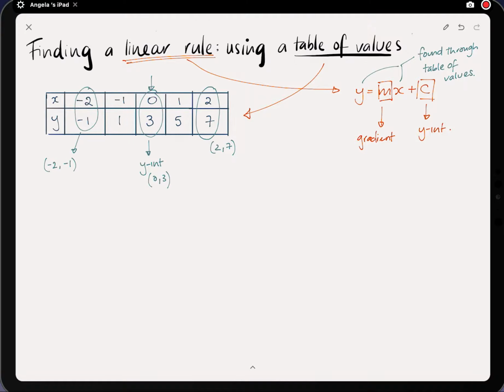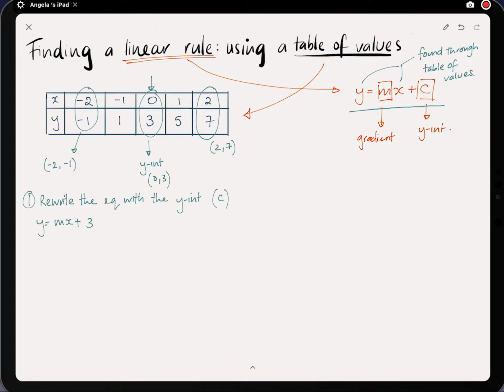So if we go back to the general equation, we can see that the rule says that y is equal to mx plus c, and c being our y-intercept. What we've been fortunate enough with this particular table of values is to actually be given our y-intercept. So you can see here that our y-intercept is 3. So that c is equal to 3. So first step, I'm going to rewrite the equation with the y-intercept, which remember is c. So I'm going to write y is equal to mx plus 3.